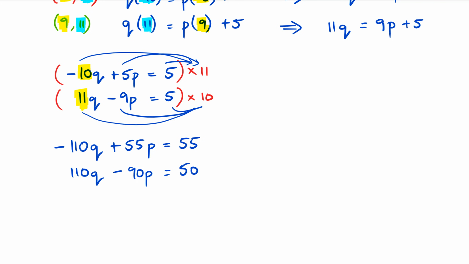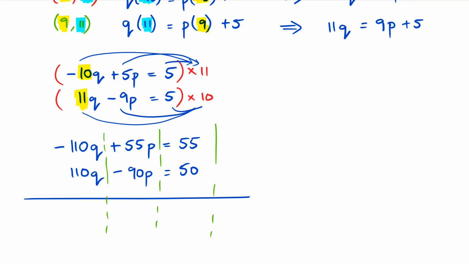Now at this point I can add up both of these equations. Have a look what happens. Negative 110q plus 110q is equal to 0, so I don't need to worry about it. Now 55 minus 90 becomes negative 35p, and then 55 plus 50 becomes 105. So there we go, I've got my first linear equation, negative 35p.